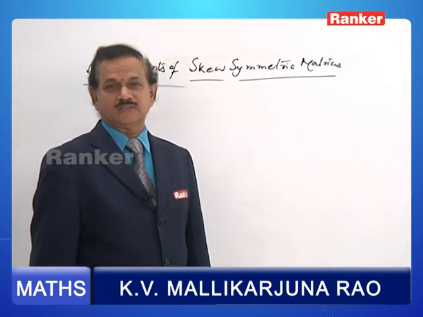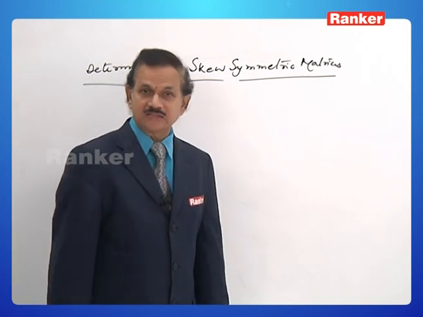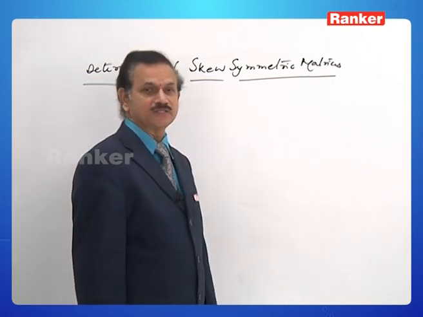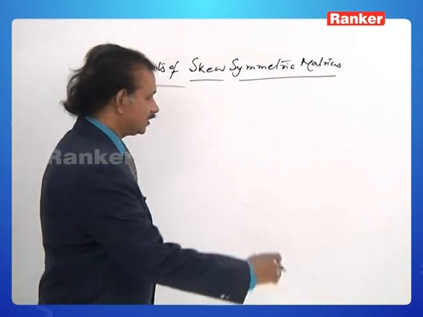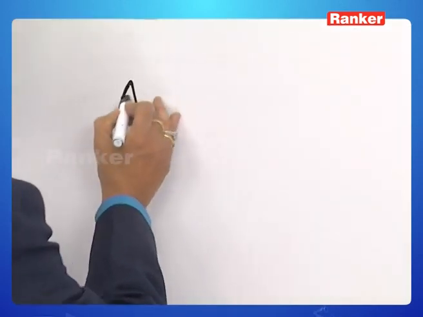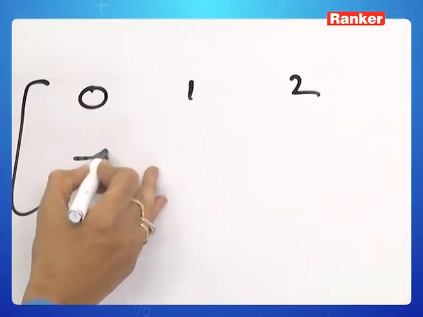We shall now observe the determinant of a skew-symmetric matrix, which covers all the different cases in finding the determinant of a skew-symmetric matrix. Such things we now come across. Look here. Consider the matrix capital A is equal to 0, 1, 2.